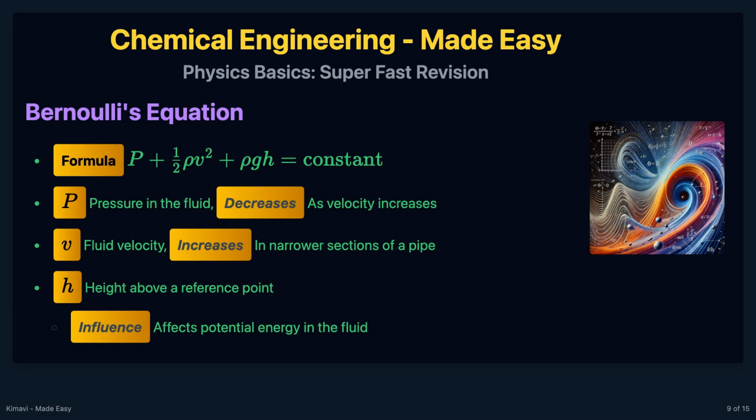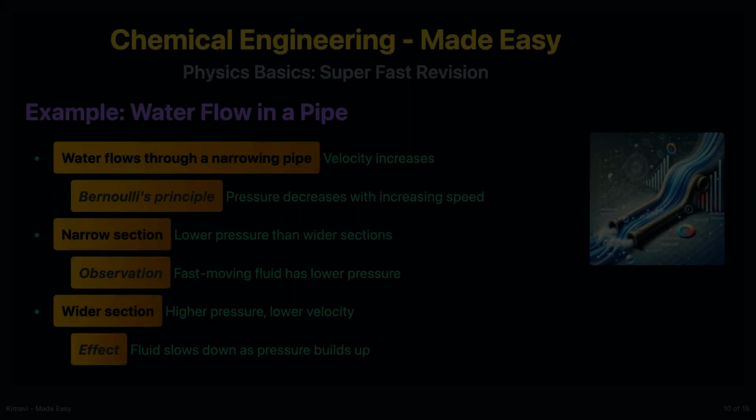Bernoulli's equation shows the relationship between pressure, velocity, and height in a moving fluid. The formula is P plus 1/2 rho v squared plus rho g h equals constant. In this equation, P stands for the pressure, rho is the fluid's density, v is the velocity, and h is the height above a reference point. As the velocity of the fluid increases, the pressure decreases, and the reverse is also true.